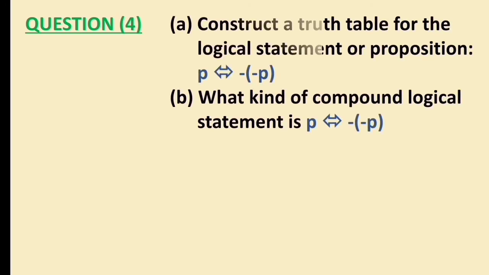Let's see a fourth question, which reads, question A, construct a truth table for the logical statement or proposition, which is P is equivalent to the negation of, in bracket, negation P. Question B, what kind of compound logical statement is P is equivalent to the negation of, in bracket, negation P? Let's see the solution to question 4.